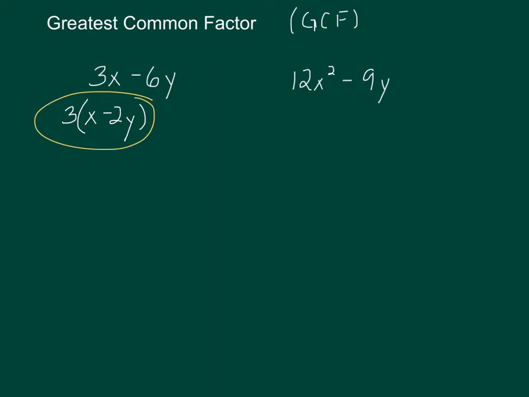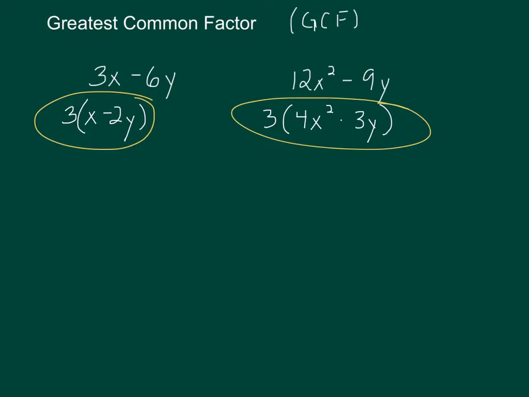Be careful that the answer that you circle is the one that I've circled here in yellow, not the original problem. Now when I look at my second example, 12x squared minus 9y, I look at them and I ask myself what goes into both. And again, it's just a 3. When I factor out a 3, I'm left with 4x squared minus 3y. That doesn't factor any further, so there's my final answer.